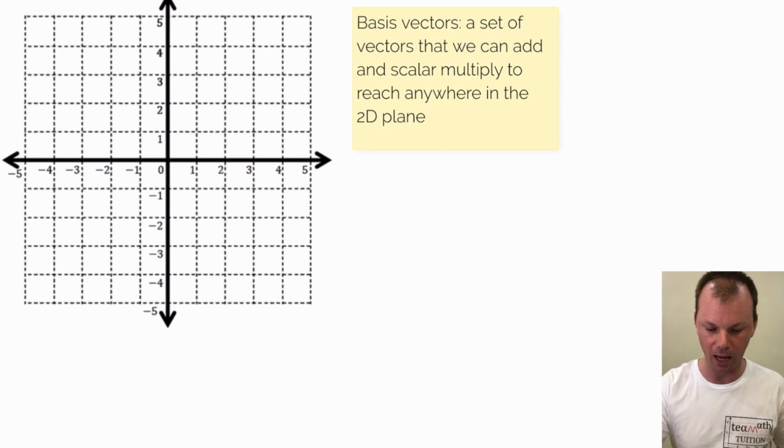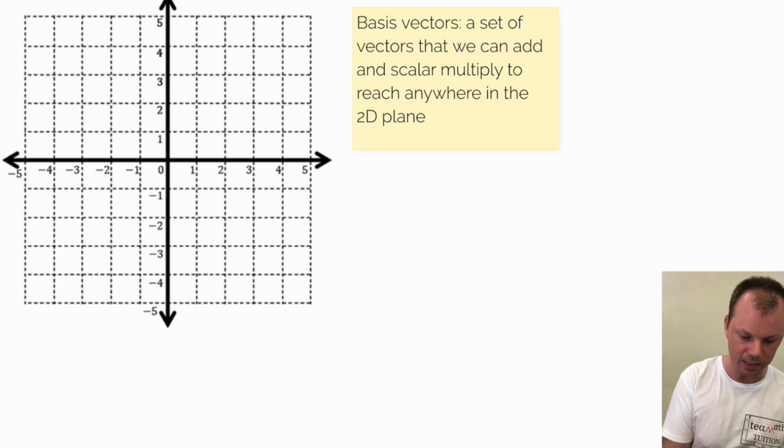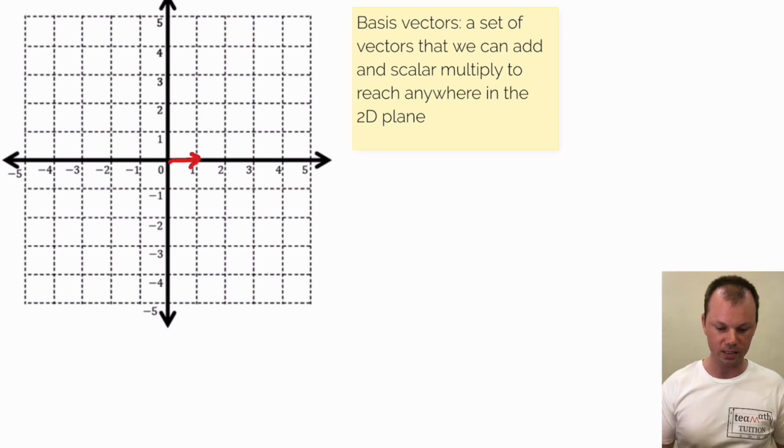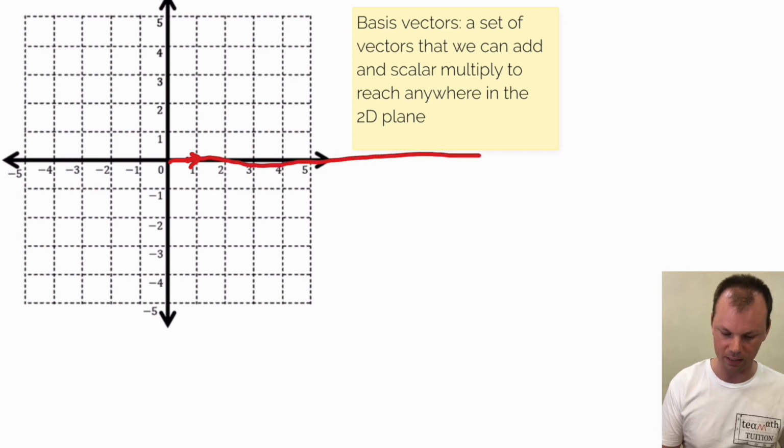So on the screen we have a definition. Basis vectors are a set of vectors that we can add and scalar multiply to reach anywhere in the 2D plane. So this is a definition that we'll take for our two-dimensional plane. As an example, if I just had this vector here, which is just 1 in the x direction, I can add it as many times as I want, and I can travel as far as I want in this x direction.